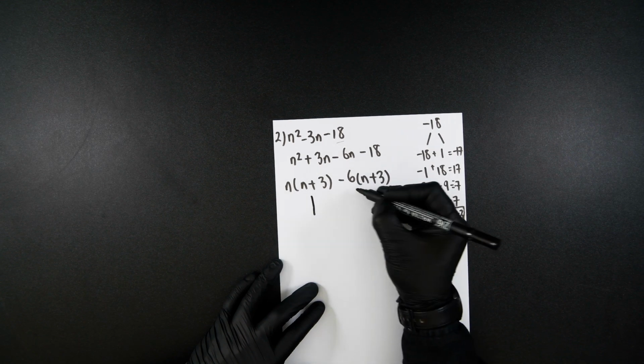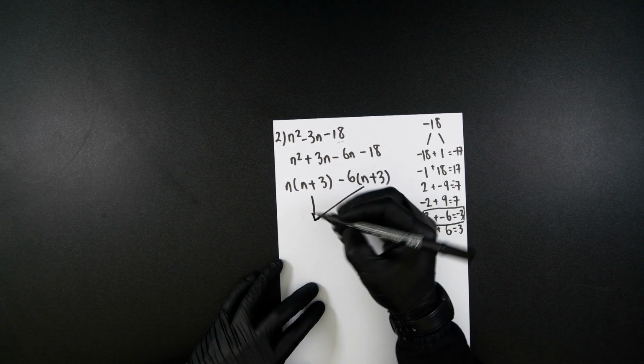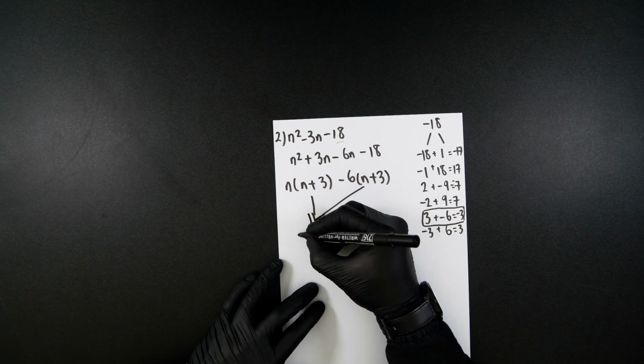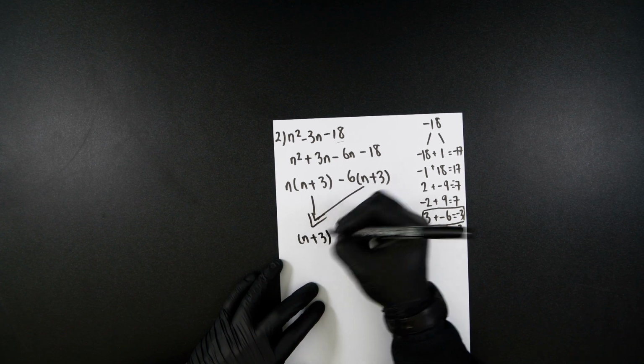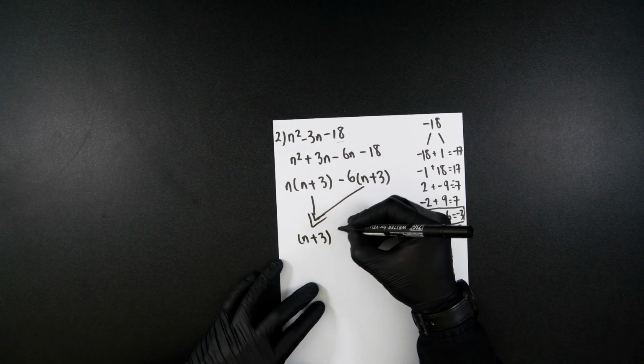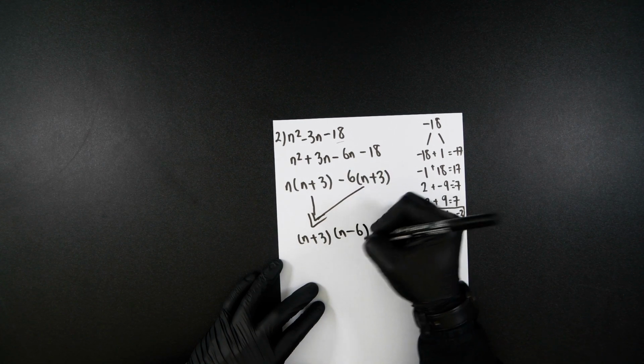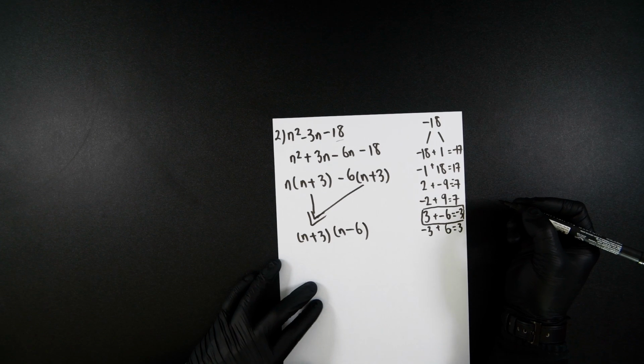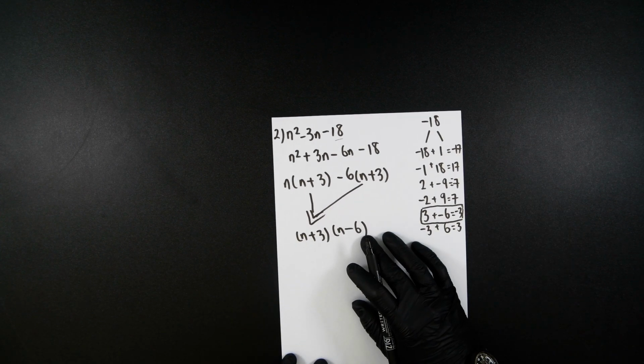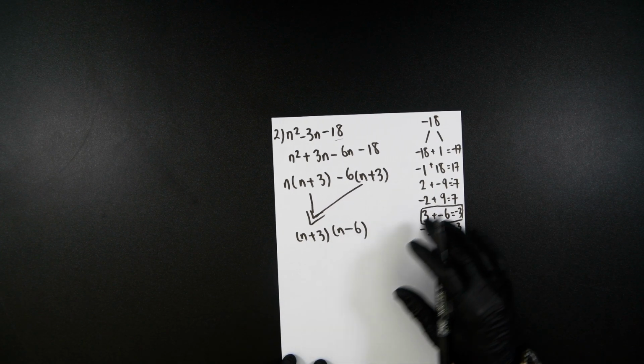We take everything that is inside the brackets and write it once here. And we take everything outside the brackets and we write it here. So we have successfully factorized n squared minus 3n minus 18.